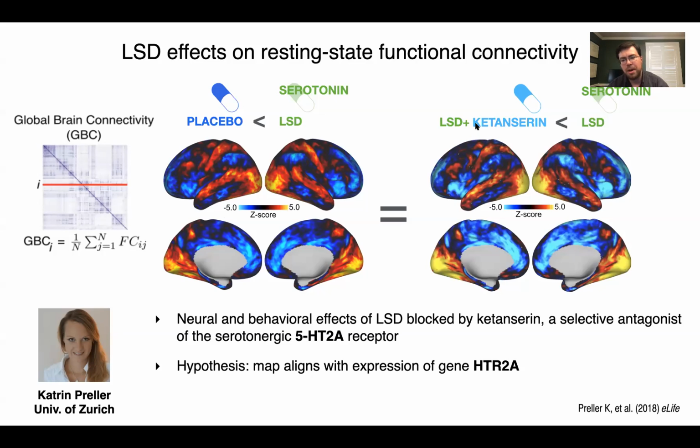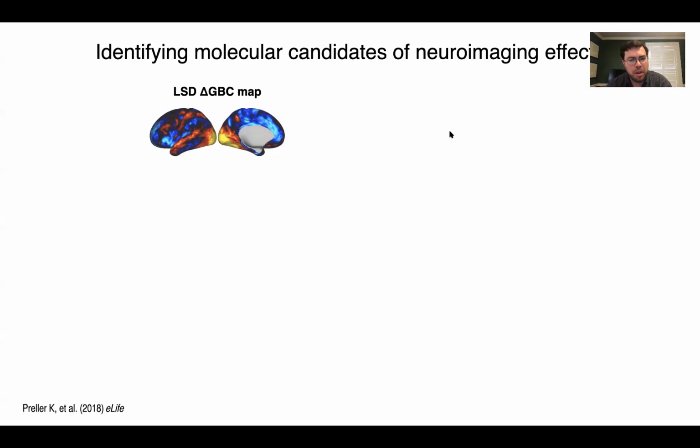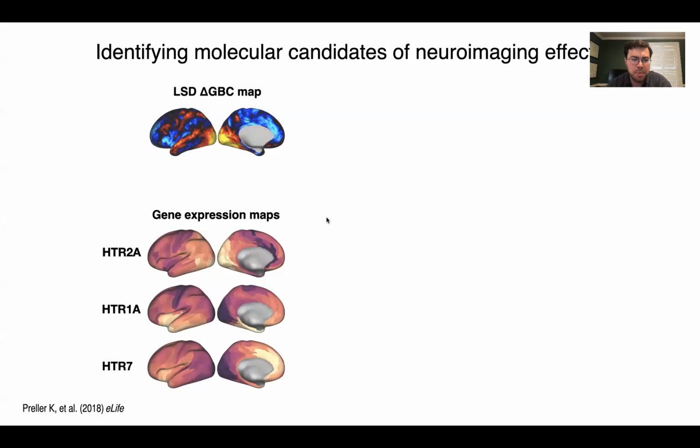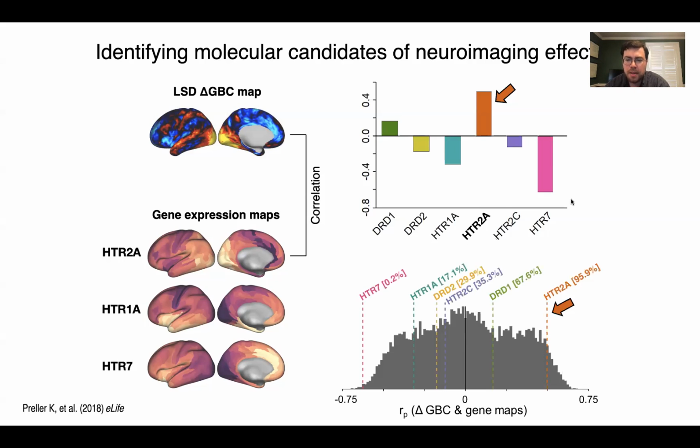And so this gives us a very strong hypothesis for bridging from the systems level of neuroimaging to the molecular level. And that's that this neuroimaging map from pharmacological imaging should align with the gene expression topography for the gene HTR2A, which codes for the 5-HT2A receptor. And so when we compared this pharmacological imaging map to the gene expression maps derived from the Allen Human Brain Atlas, what we found in line with our a priori hypothesis was that the HTR2A map had the strongest positive correlation out of a set of implicated genes, serotonergic and dopaminergic. And we can again compare that to the distribution across the full range of genes in the Allen Human Brain Atlas for comparison.